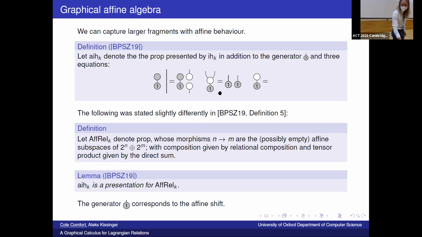And all you need more is, on top of the equations of linear relations, you need to add this new generator, like 1, corresponding to the affine shift, modulo these equations. These are like Lawvere theory equations saying that you can copy the affine shift and delete it. And this one on the left is saying that if you take the affine shift and produce the empty affine space, then it collapses all things together by disconnecting everything and making the topology degenerate.